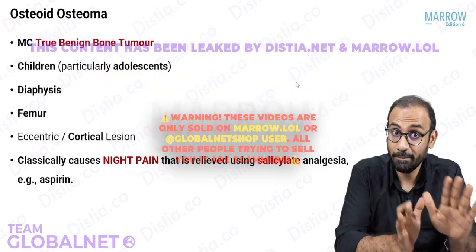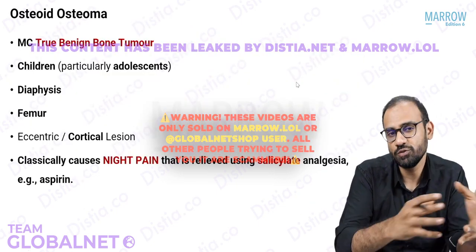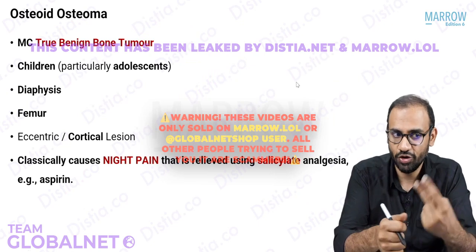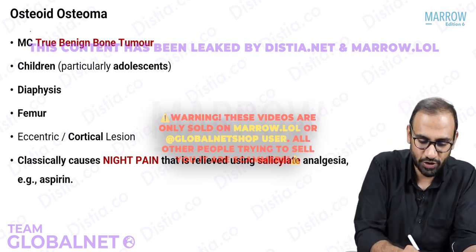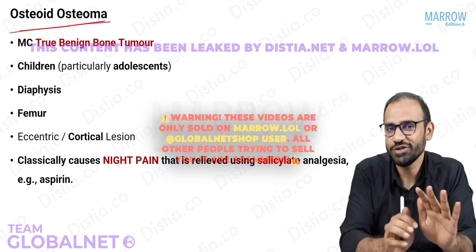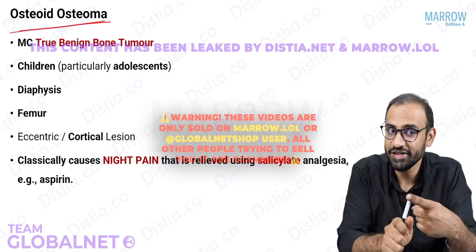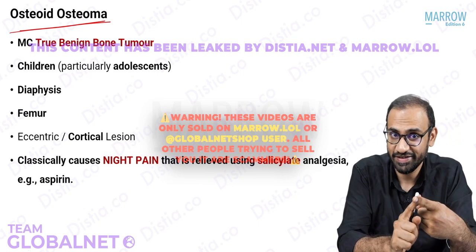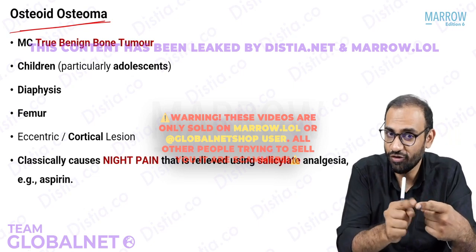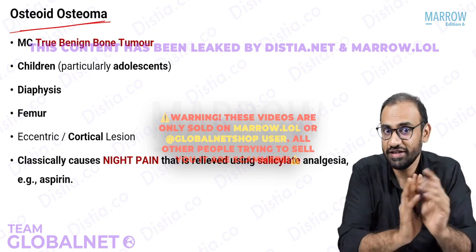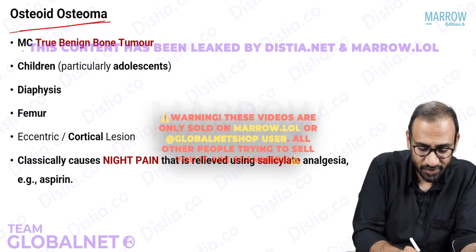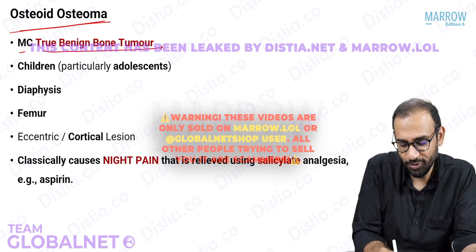Now, once we are done with the benign chondroblastic tumors, let's move on to the benign osteoblastic tumors. What do we have to read here? Osteoid osteoma and osteoblastoma. So what is osteoid osteoma? What do we already know about osteoid osteoma? We know that it is a diaphyseal tumor, right? And we know that it's a bone-forming tumor, right? So there will be sclerosis and density somewhere in the lesion. Let's find out. It is the most common true benign bone tumor.